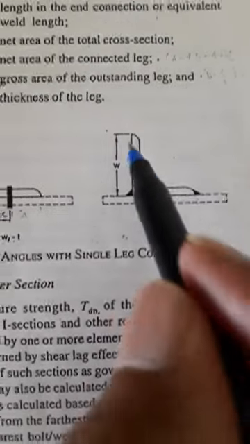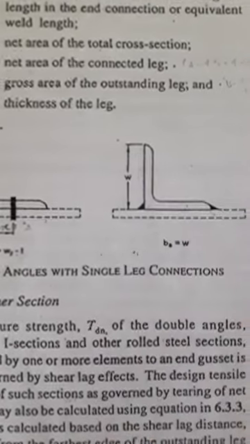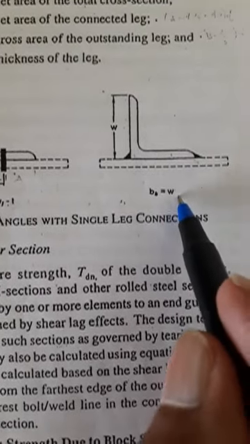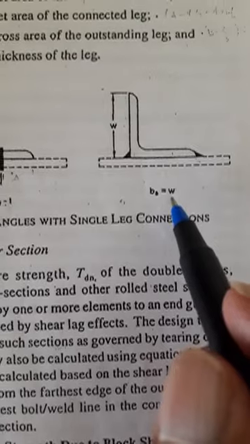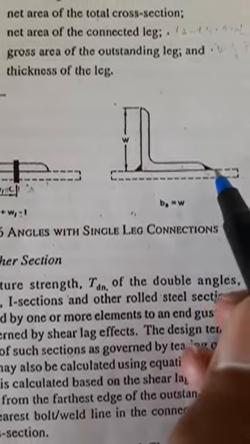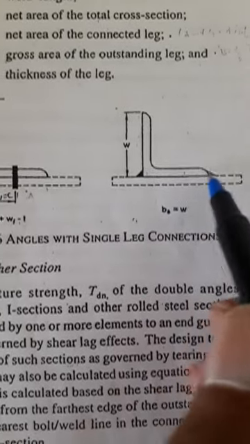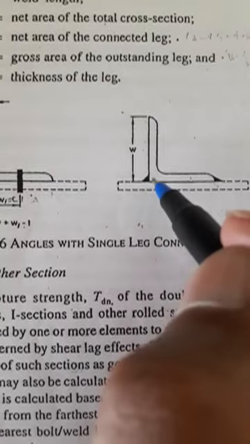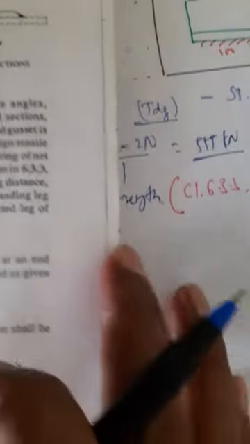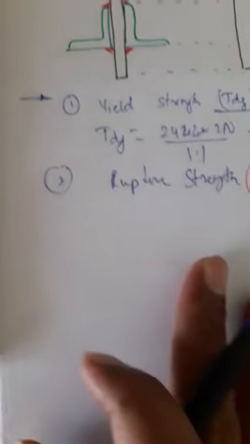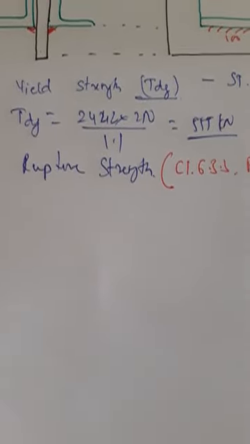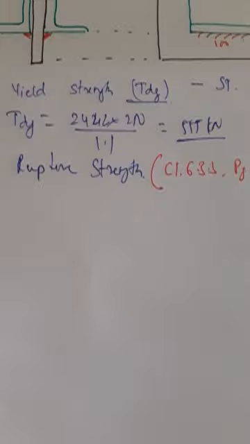So this is a connected leg, outstanding leg. The distance of the outstanding leg is taken as w, and bs, the shear lag width, is w. Why are we taking it as w? Because this leg is fixed here, so this much length is in tension and this much leg is in shear. So bs is equal to w. Before we start, first write the equations for beta and Tdn so that you understand what are the terms to be calculated.